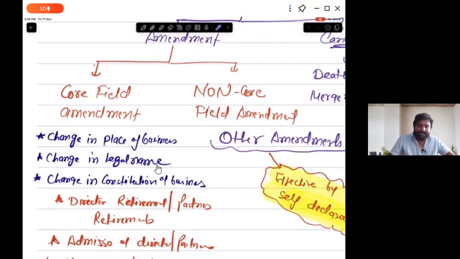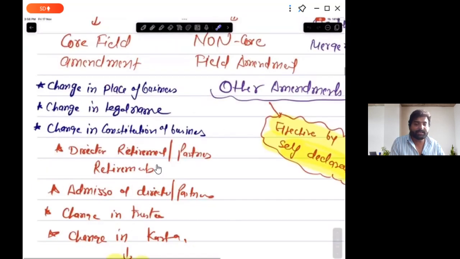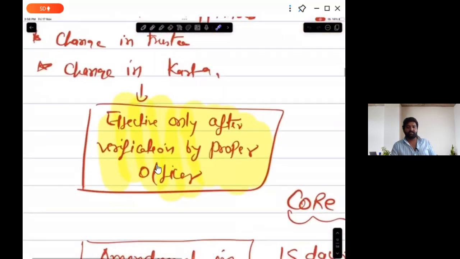So sir, what is the difference in the process between a serious amendment and a non-core field or less serious amendment? Of course there is a difference, a very big difference. The core field amendments need to be verified by the officer.